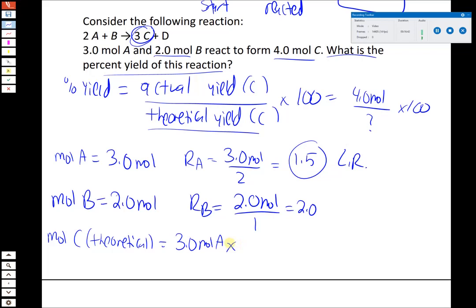And then we use coefficients to find the moles of C. And here we just stop at moles because the amount that we're given is in moles. So we don't need to calculate grams. We can't calculate grams here because we don't have molar masses. So we just use the coefficients in the chemical equation.